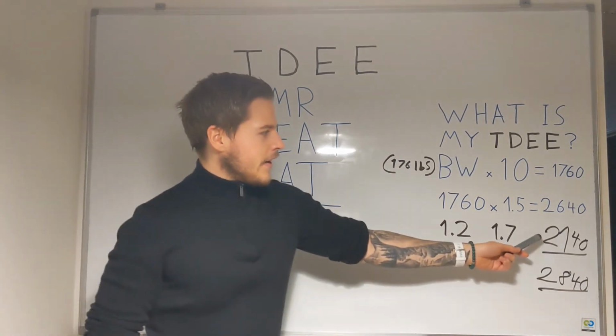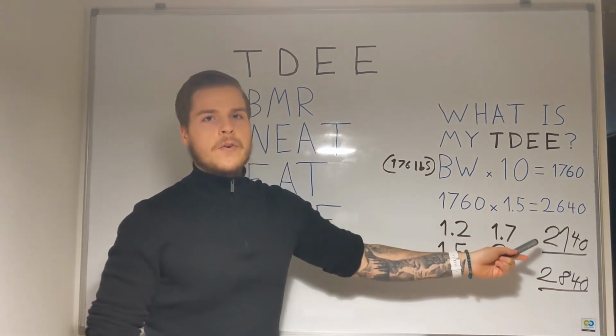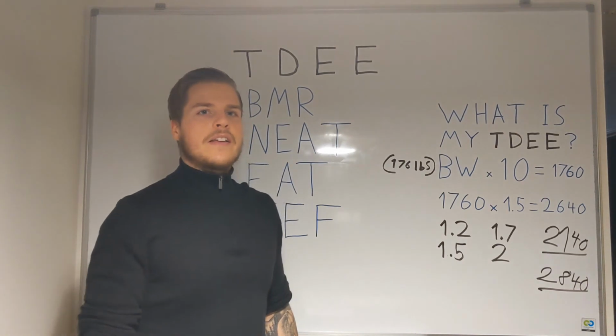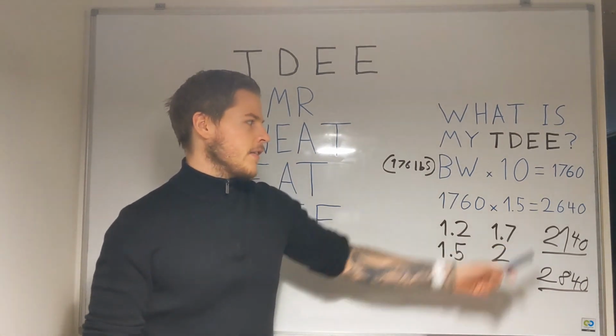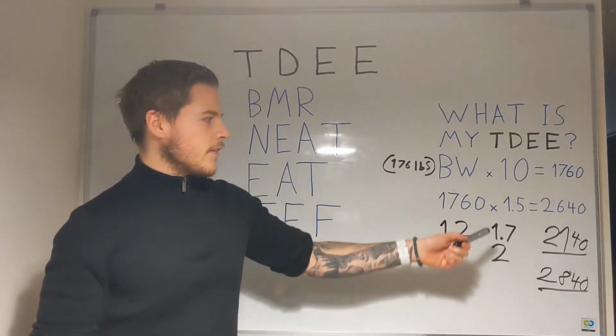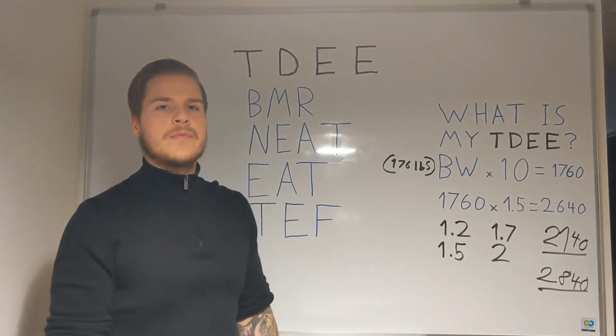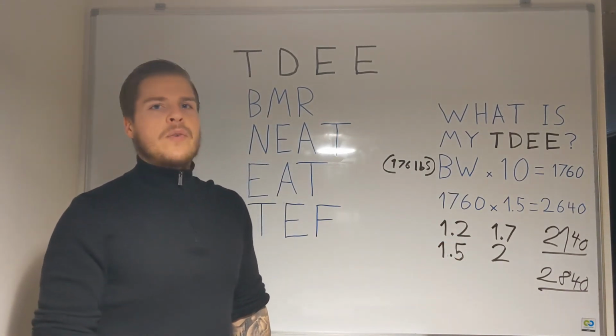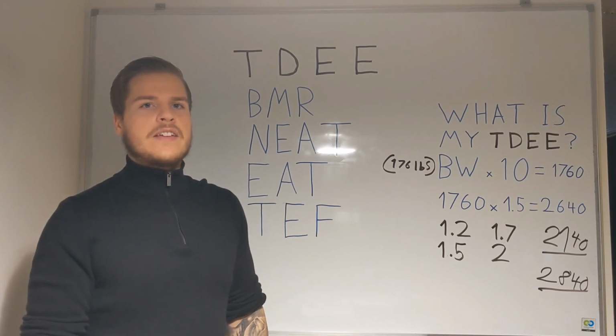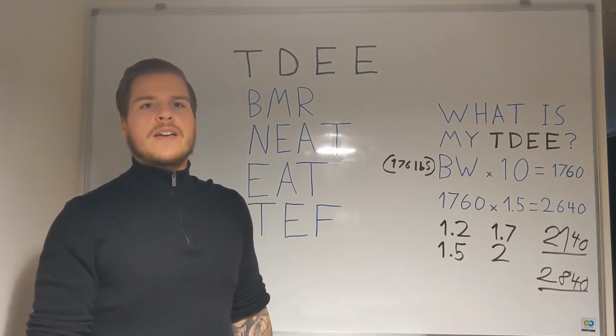On the other hand, let's say I start eating 2,140 and my weight is not going down as much as I'd like, then I can simply reduce this number. So I can reduce it to 2,040 calories. This is just a great way to make adjustments towards any fitness goal.